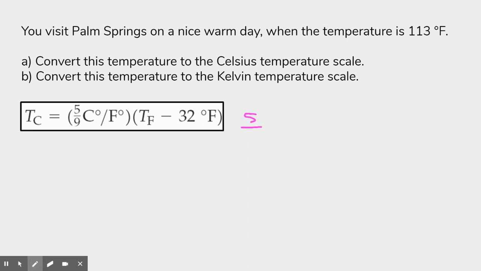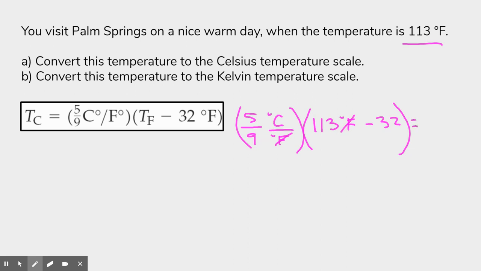We have 5/9, and that's degrees Celsius over degrees Fahrenheit. And then we're going to multiply this by our Fahrenheit temperature, which is 113, minus 32. When we do that, we'll find that our Fahrenheit temperatures cancel out, leaving us with 45 degrees Celsius. Okay, that's part A.